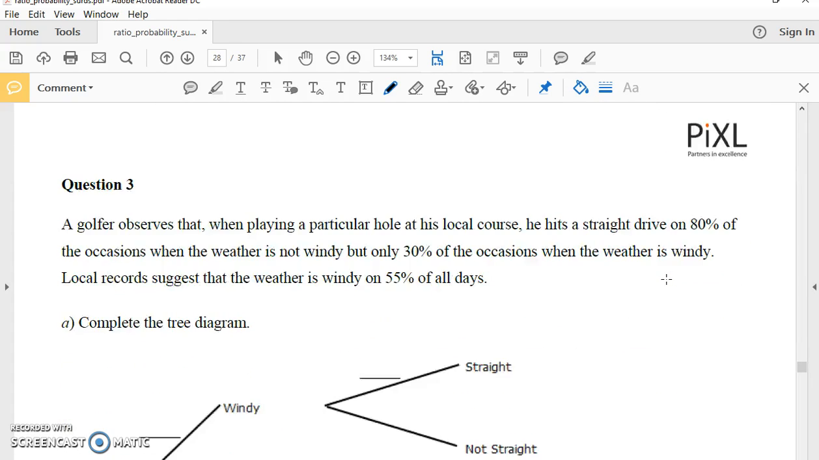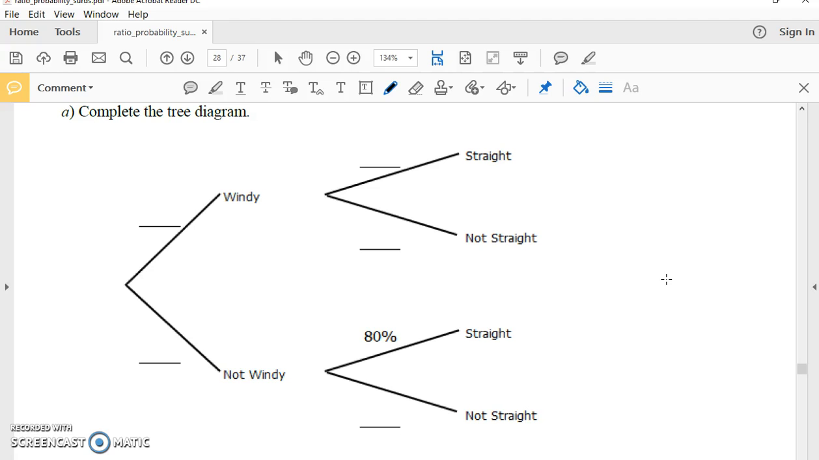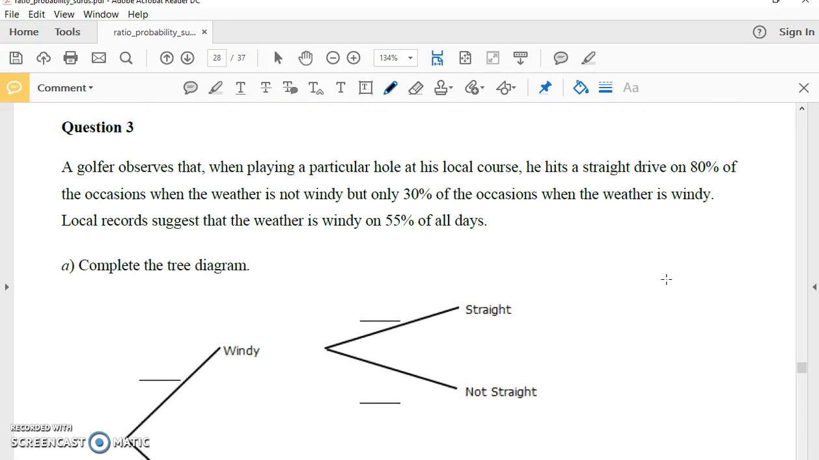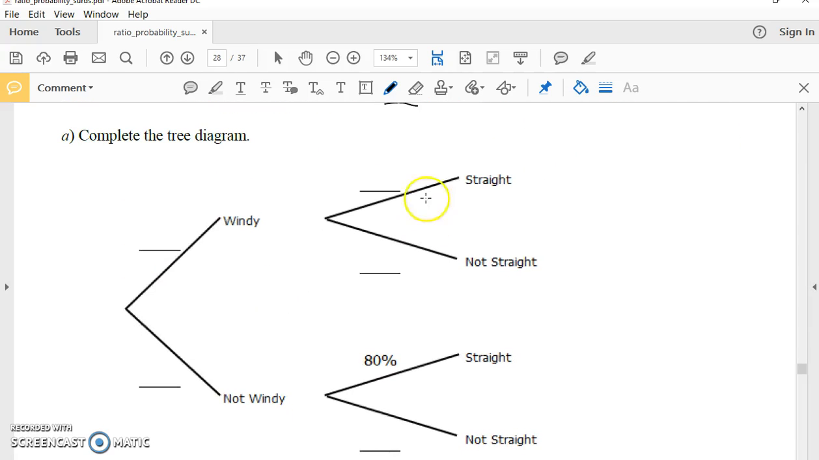Okay, lovely. Okay, so tree diagrams. We love tree diagrams. Now, when we come to tree diagrams, it's all about being able to pick out the information and know where it goes on the diagram. So, we know that he is hitting a straight drive on 80% of the occasions when the weather is not windy, but only 30% when it's windy. And the local records suggest the weather is windy 55% of the days. So that's the first one we want to do.